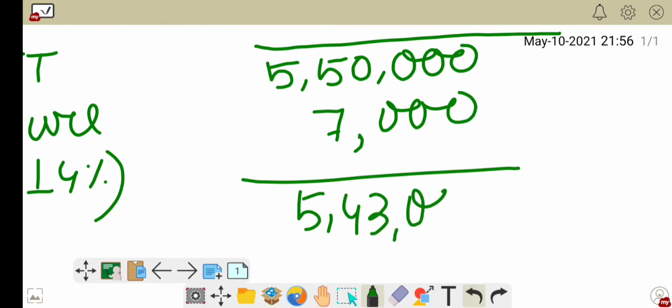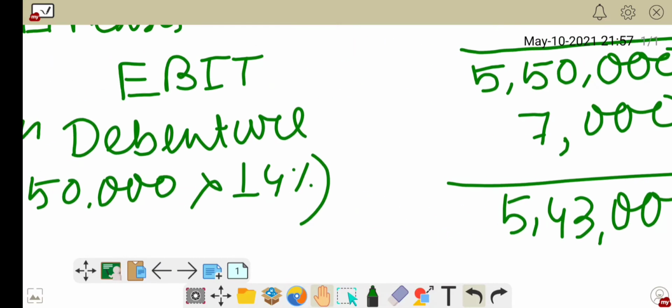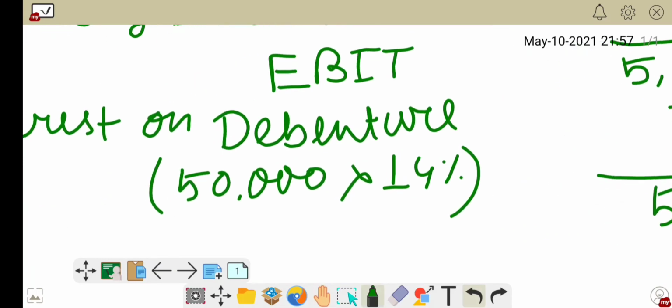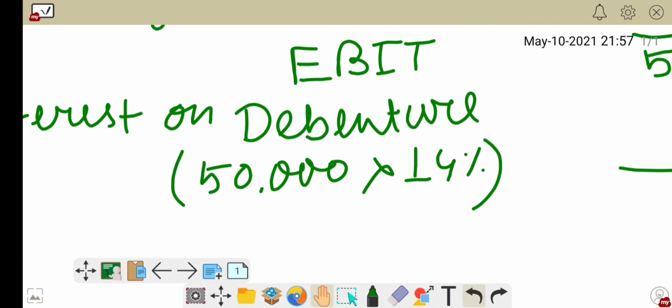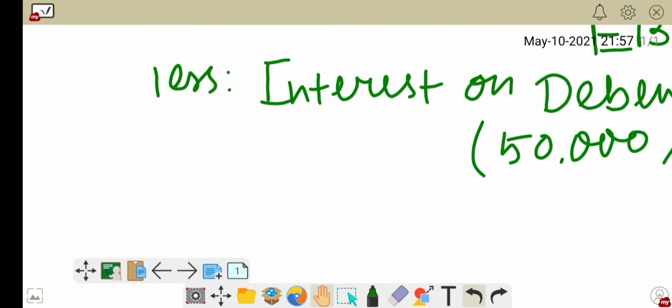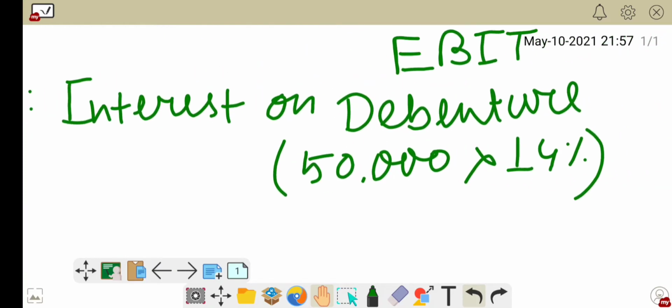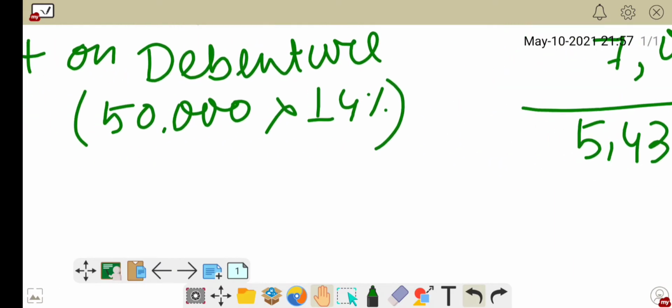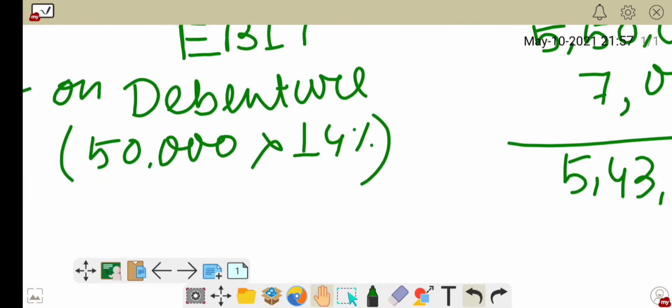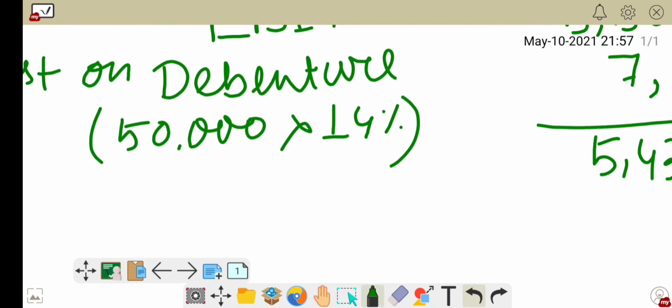I know, guys, you have some confusion about these particular things: why we have taken interest on debenture and why we have not taken cost of equity. These are the elements used to calculate our WACC. Our borrowed capital is generated from debenture. So after deducting interest, we have got 5,43,000, which is EBT, or earning before tax.